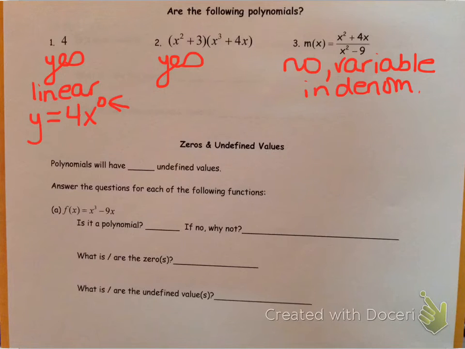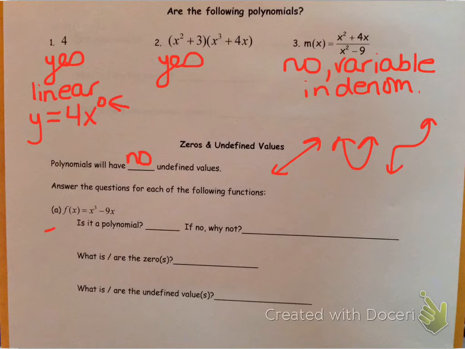Once you've decided whether or not something's a polynomial, then you can tell whether or not it's got any undefined values. Polynomials don't have any. If you think about your basic linear function, or your parent quadratic, or your parent cubic, or any of those, there are no domain restrictions. There's no holes in the graph, there's no vertical asymptotes in the graph. The domain is all real numbers. So polynomials automatically have no undefined values.